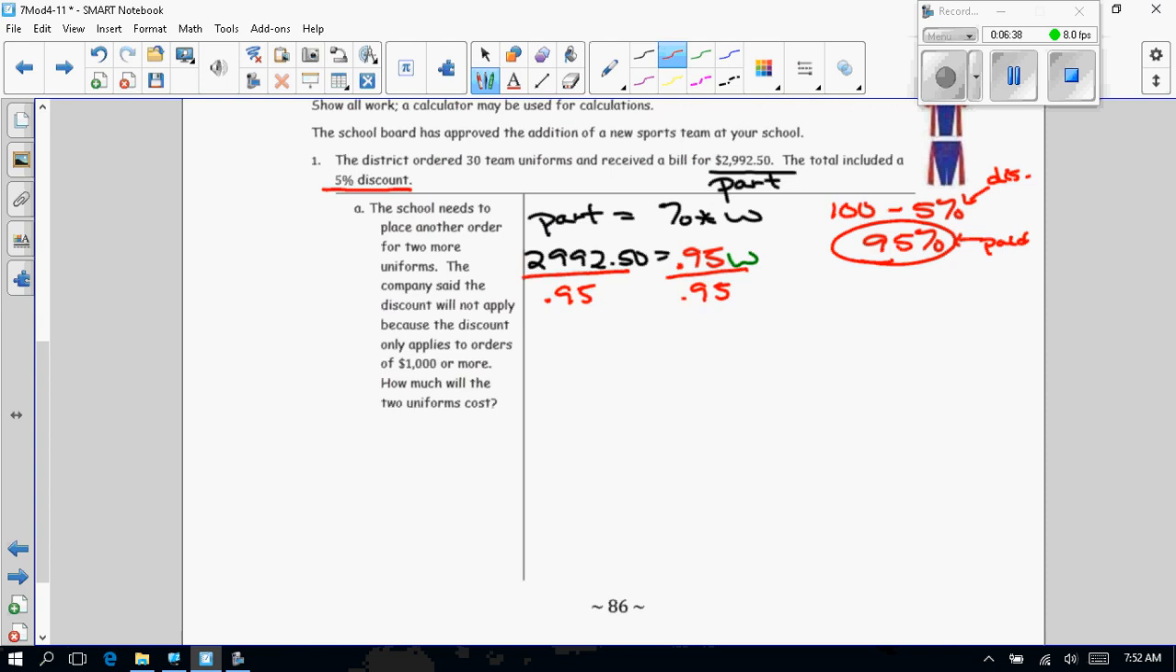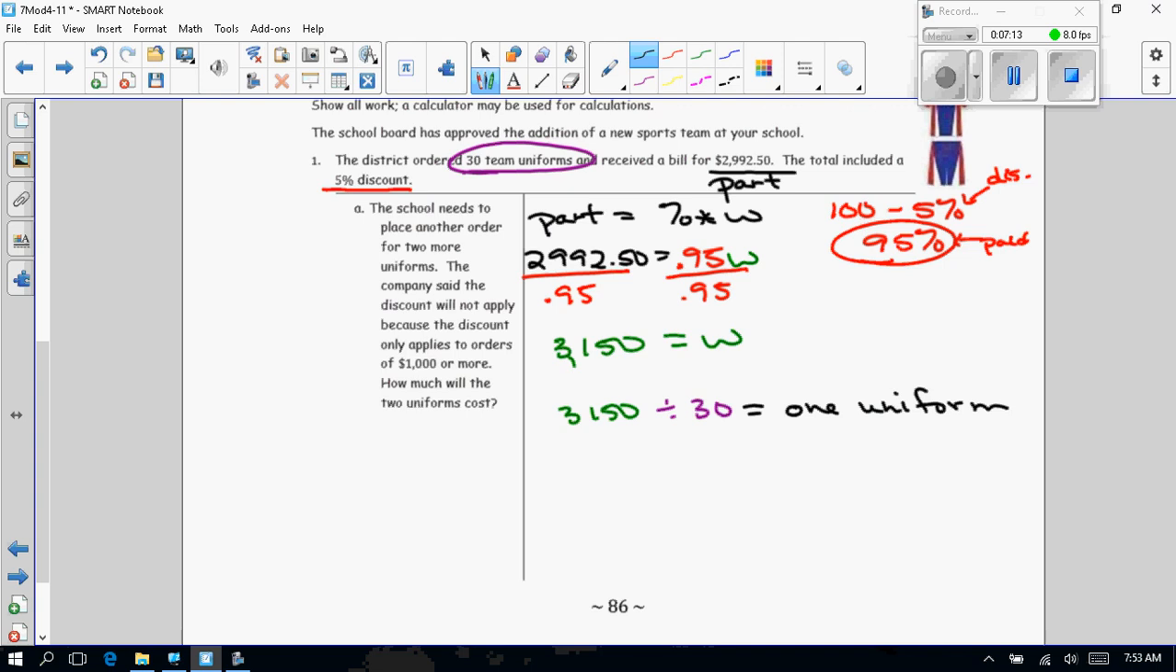And I'm going to find out that without the discount, it would have cost them $3,150. Well, that's not 1 uniform. That's how much the whole thing would have cost. How many uniforms did they buy? They bought 30 uniforms. So I need to take the 3,150 and divide it by the 30 to figure out the cost of 1 uniform.